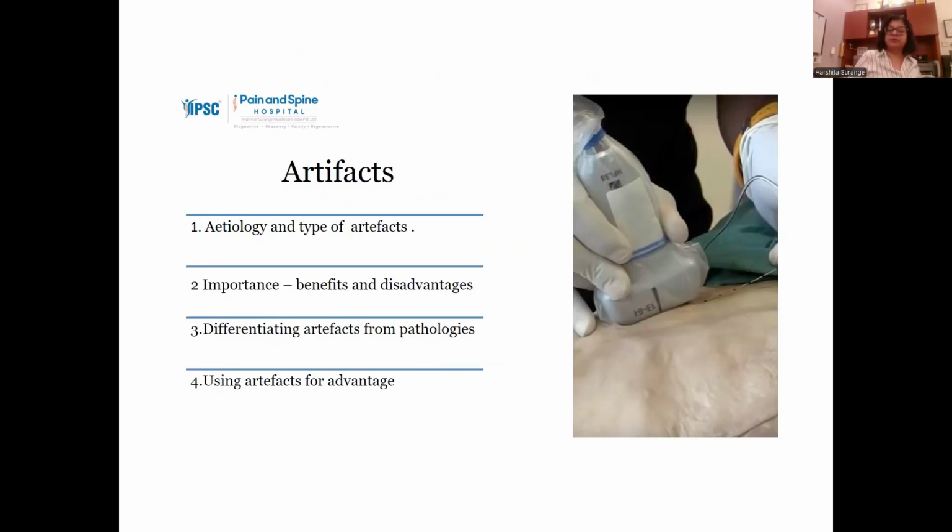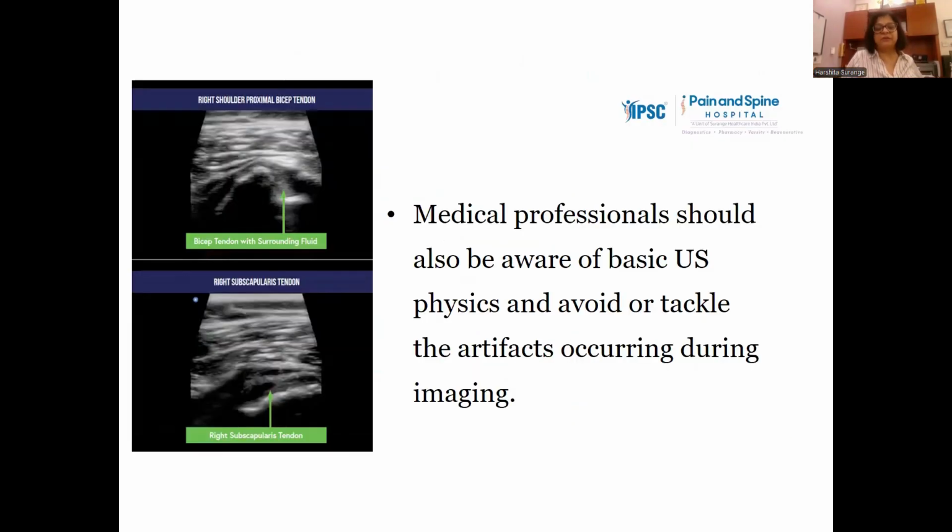So now, after talking about Doppler artifact, let's talk about the artifacts in ultrasound also, because this is again very important. Because artifacts, we need to understand what they are and how they are produced for right interpretation of the image. So we will be covering the advantages and disadvantages of the artifacts and how to differentiate artifacts from the various pathology. Medical professionals should be aware of the basic ultrasound physics to avoid and tackle artifacts occurring during imaging.